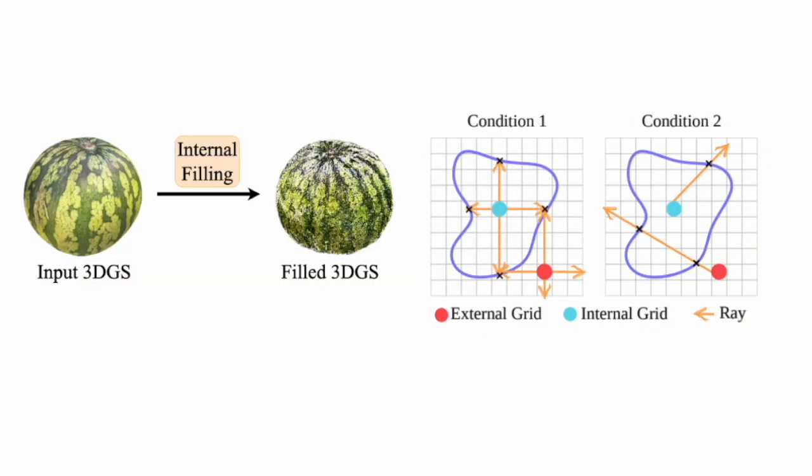The first step of our method is internal filling. We discretize the 3D space into a voxel grid and shoot rays along 6-axis aligned directions. Using a ray collision algorithm, we place new Gaussians at intersections with the object's volume. This populates the interior with structure-aware particles and provides a foundation for texture generation.